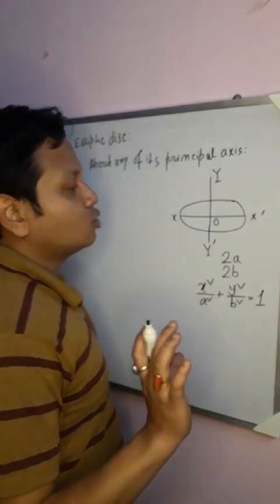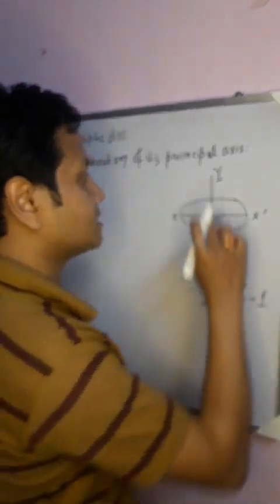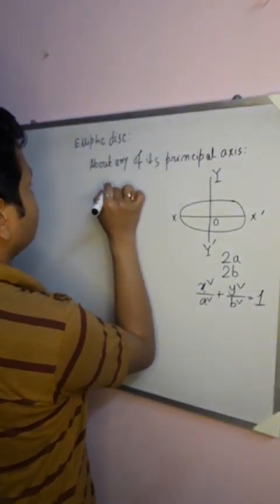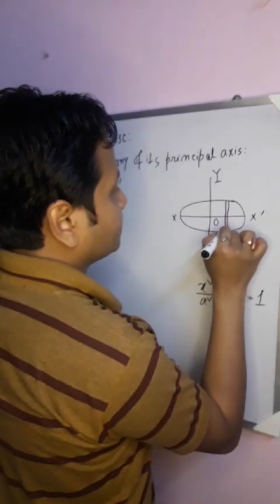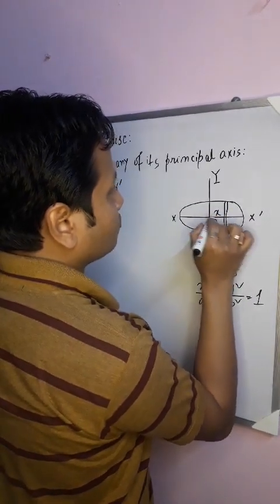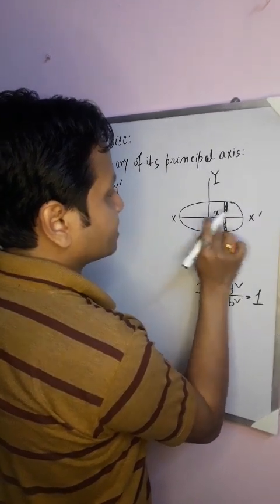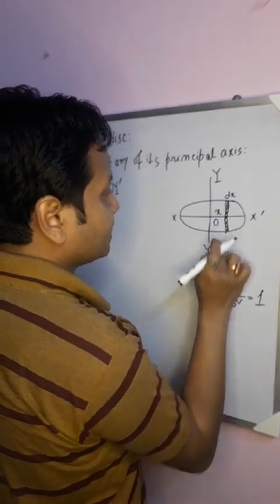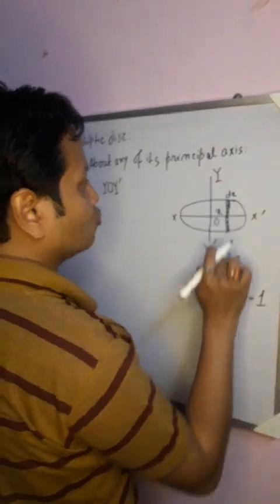Now if we want to find the moment of inertia about any of its principal axes, just say about the yOy' axis, that is, about the minor axis, just take a strip at a distance x from O. If we take this strip at a distance x, the width of the strip is dx, and this length is equal to 2y. This length is 2y.